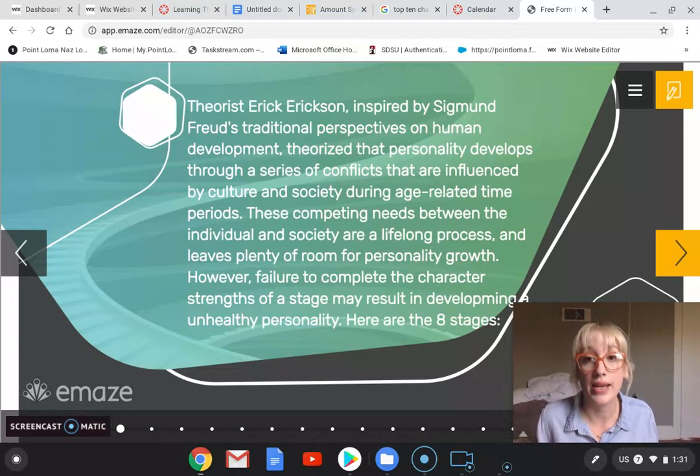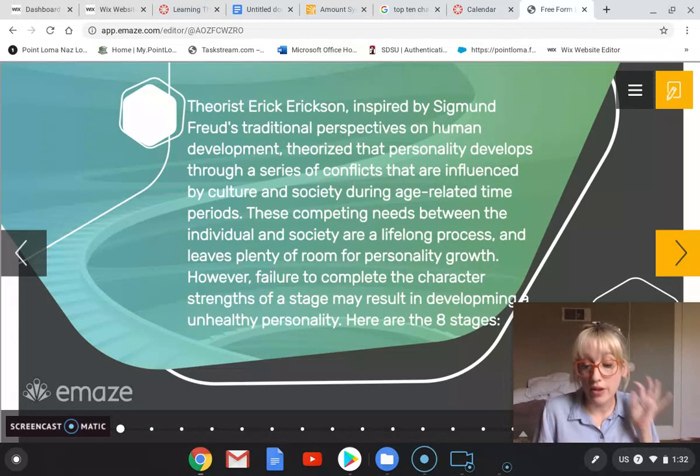because he theorized that personality develops through a series of conflicts that are influenced by culture and society during age-related time periods. And it differs from Freud because this lasts throughout one's entire life instead of only during childhood. So these competing needs between the individual and society are a lifelong process, and this leaves plenty of room throughout their life for personality growth.